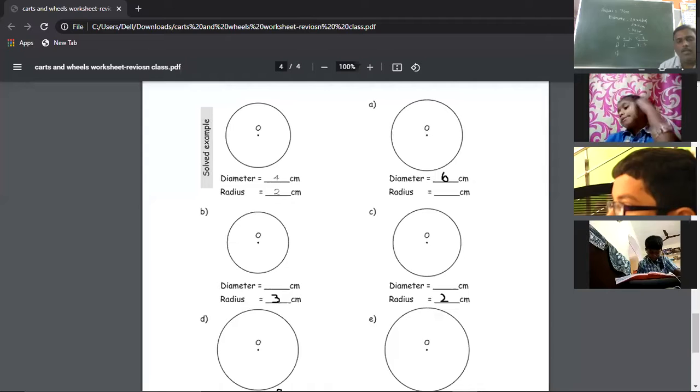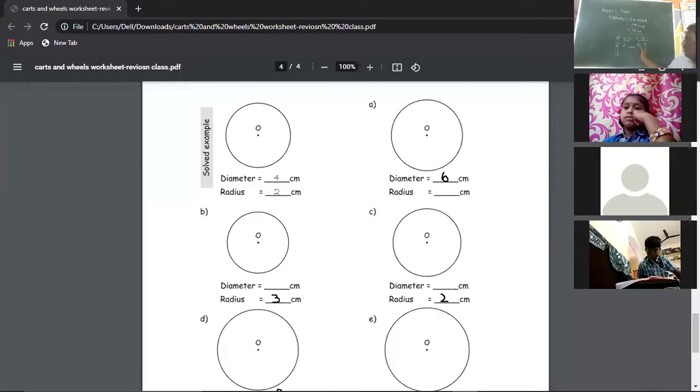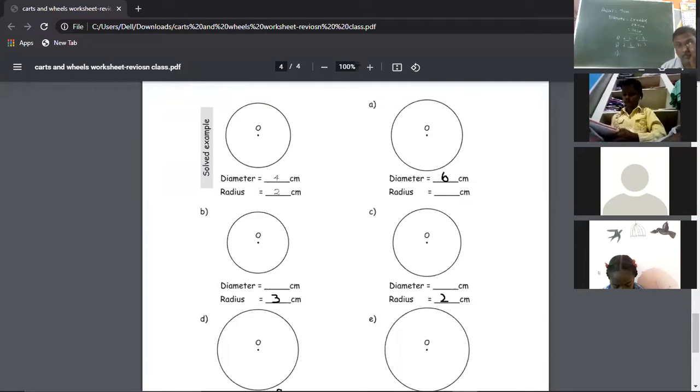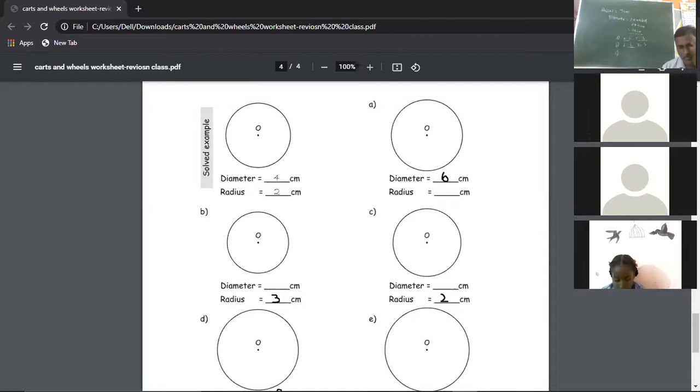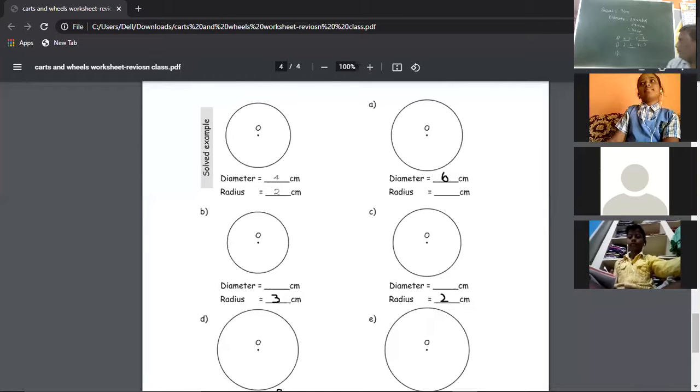Radius 3. What is diameter? 6. Diameter is double the radius. So it is 6. The first one and the second one are the same, but there the diameter is given. Here radius is given. They are different only.